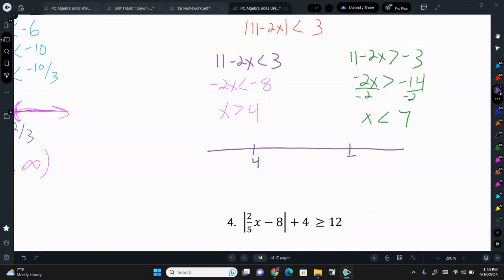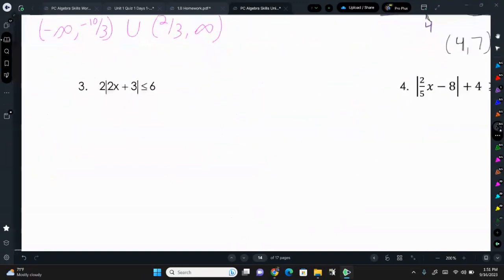So then 4 and 7. We have x is greater than 4. So here's 4, parenthesis, and greater, so everything bigger, but x is less than 7, so parenthesis at 7, and going to the left. So our solution, our interval, is (4, 7). All right, then let's get the third one.